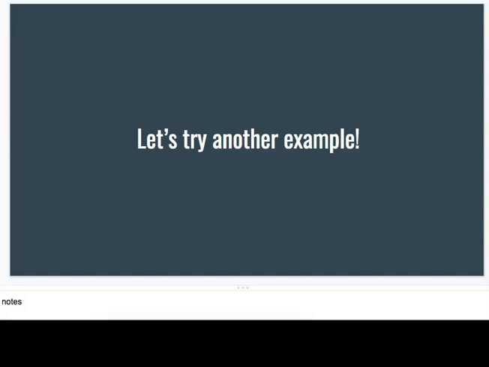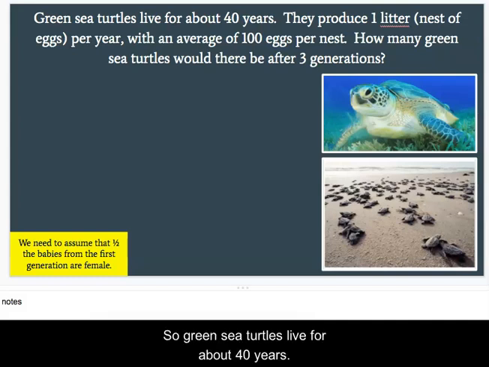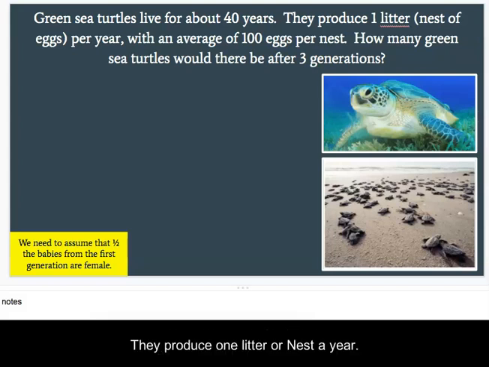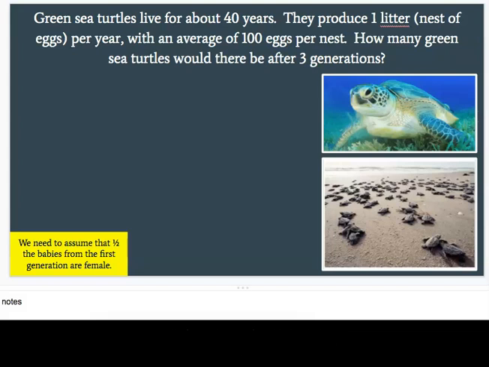Let's take another example. Let's look at sea turtles. Green sea turtles live for about 40 years. They produce 1 litter, or nest, a year with an average of 100 eggs per nest. How many green sea turtles would there be after 30 generations? Again, we're rounding here. A sea turtle might not have a litter for every single one of its 40 years of life, but again, optimum conditions, max amount of reproduction.